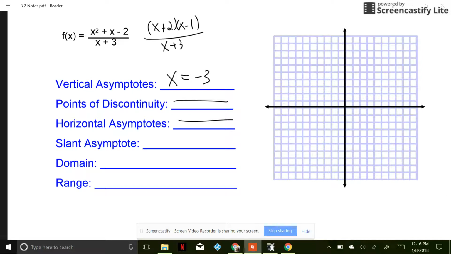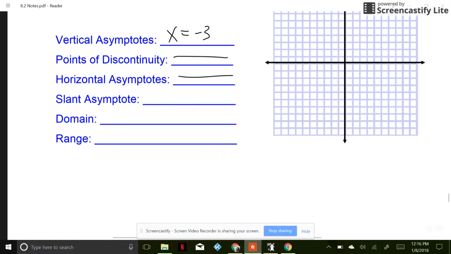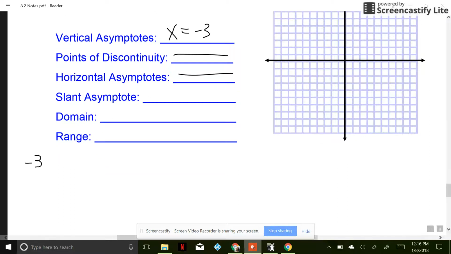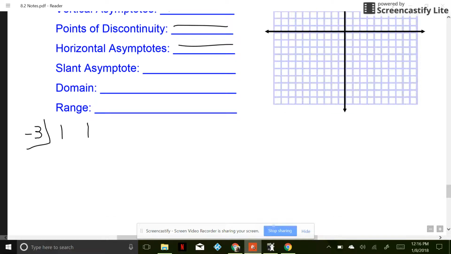This one is already set up. We can do synthetic division. If we're dividing by x + 3, that means we'll have a -3 in our corner. Take the coefficients 1, 1, -2, and we can do our division. We'll bring down the 1 right away and then multiply. -3 times 1 is -3. Add down: 1 minus 3 is -2. Then we multiply. -3 times -2 is +6. And add down: -2 plus 6 is 4.